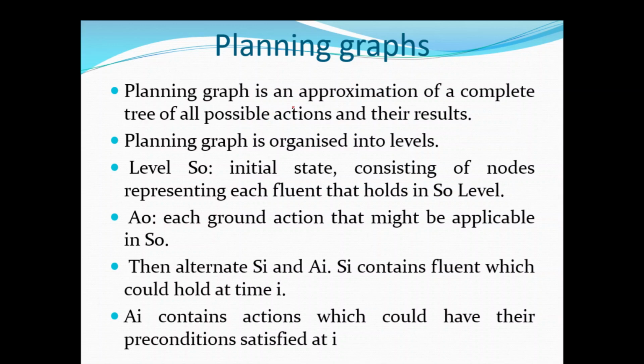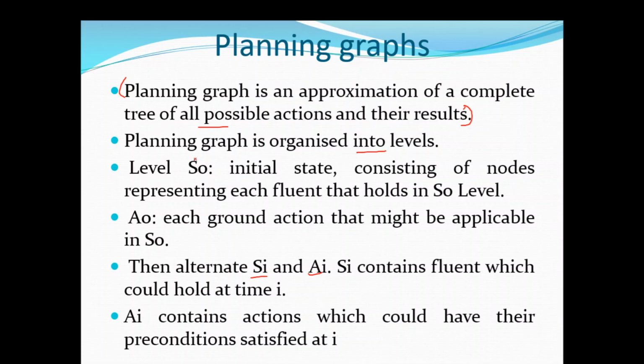A planning graph is an approximation of the complete tree of all possible actions and their results. First of all, it is not a complete tree. It is an approximation of the complete tree, something like a reduced version of it. And the planning graph is organized into levels, and the levels contain alternately Si and Ai.